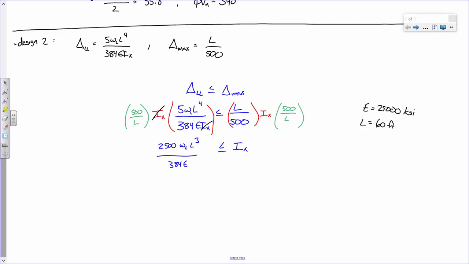60 feet, just call it 720 inches. And what is W? It's 0.8 kips per foot. Just say it's 0.8 over 12 kips per inch. Just do that. Makes it a lot easier. So, therefore, the minimum Ix, 2500.